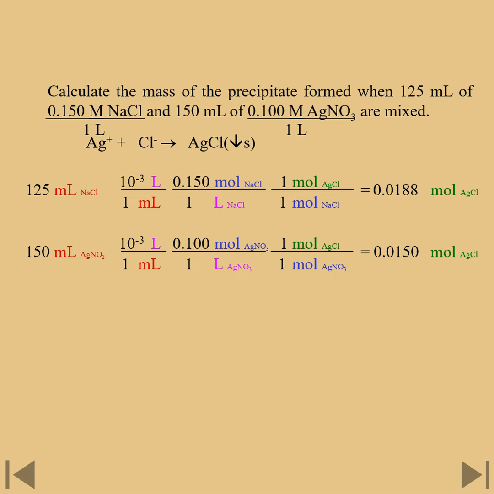And how much can we actually make? The least amount. The smallest amount is the max we can form. We're limited by the reactant that forms the smallest amount.